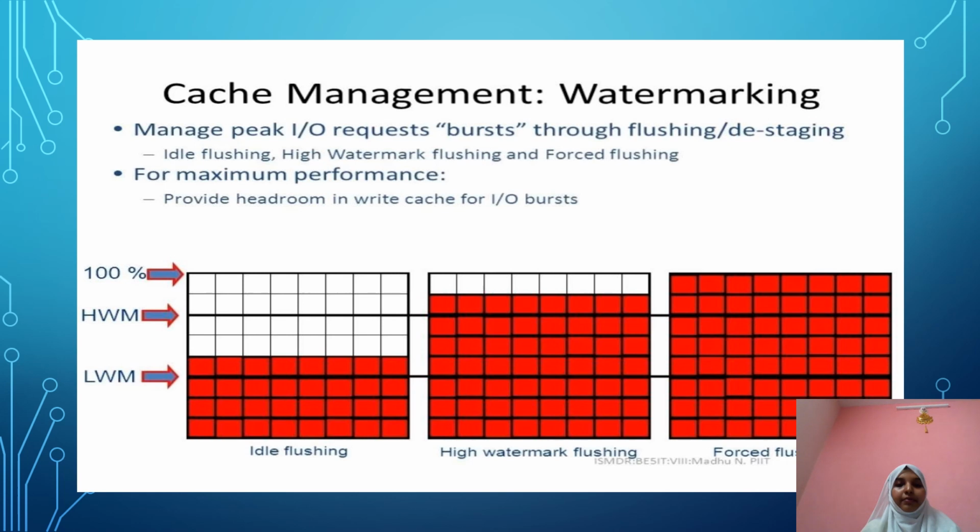The first diagram shows idle flushing, the second one is high watermark flushing, and the third one is forced flushing. Idle flushing does not have a proper force to pull up the water level, but high watermark flushing is pushed through with a lot of force, whereas forced flushing happens without any kind of restraint. So the maximum of 100% is reserved for forced flushing.